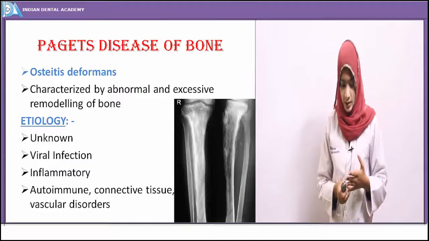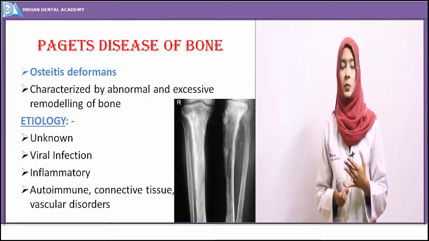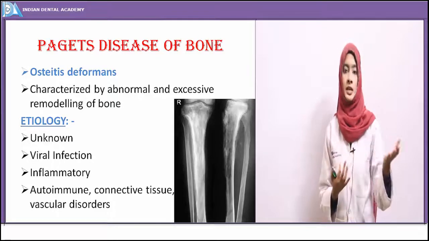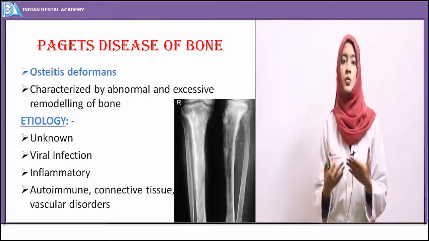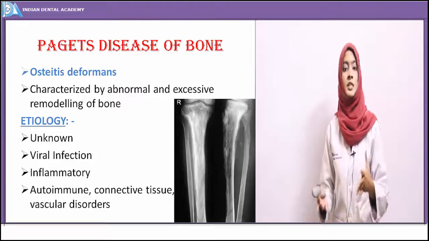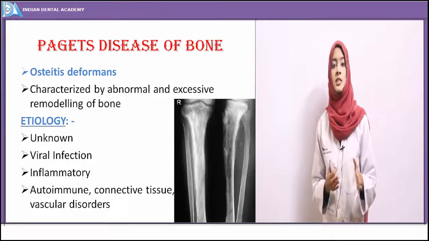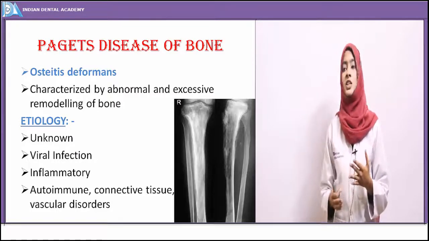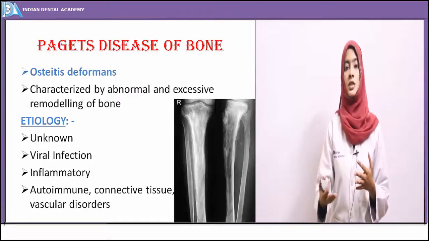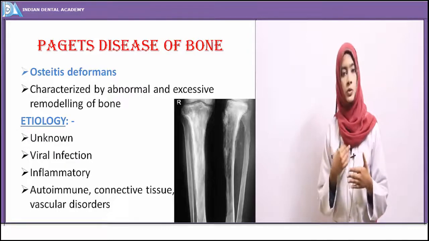The other commonest non-neoplastic disease of bone is Paget's disease of bone. This is not a developmental disease. Paget's disease of bone has been placed under diseases of questionable etiology because it is neither developmental, neoplastic, nor infectious in nature. The etiology of Paget's disease has been attributed to viral infections or inflammatory causes. Specifically, a few have associated it with measles infection, or it is of unknown etiology, basically autoimmune in nature.